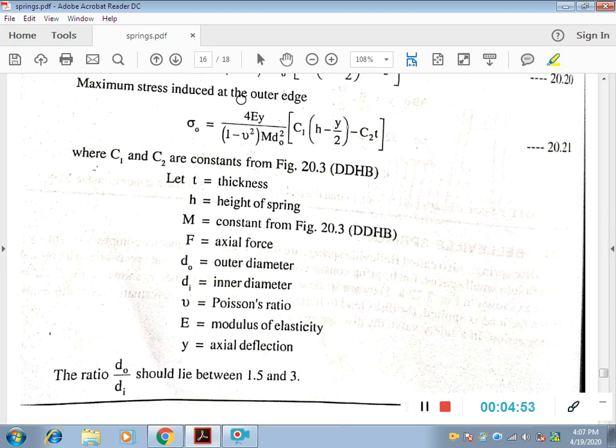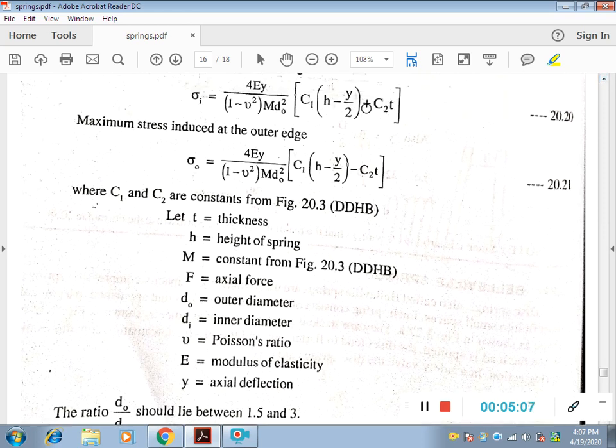Next, maximum stress induced at the outer edges. Sigma naught equals 4Ey over (1 minus v square) M d naught square, times C1 (h minus y) minus C2 times h. The difference between the inner edge and outer edge equation is only the plus and minus symbol. If plus is there, it is sigma I. If minus is there, it is sigma naught. Remaining terms as they are.